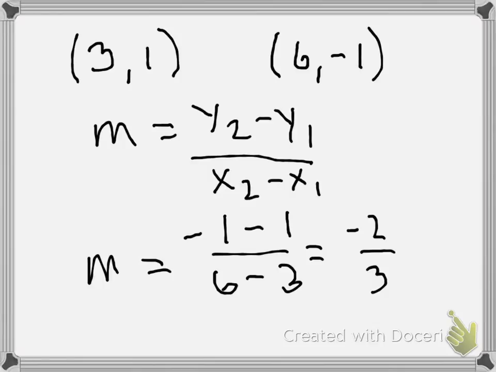Okay, so once we get to that point, our next step is to take what we know. We're going to pick one of our points. It doesn't matter which one. I'll probably go with (3, 1) because the numbers there are a little simpler. And the slope that we just calculated, and we're going to plug it into the point-slope form, which is this one.